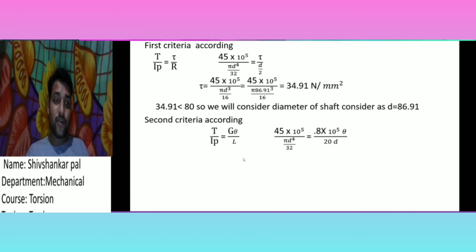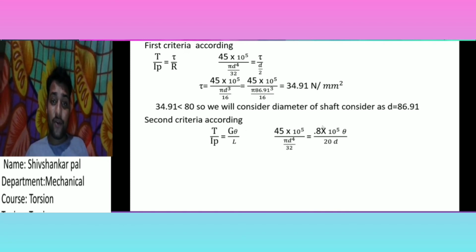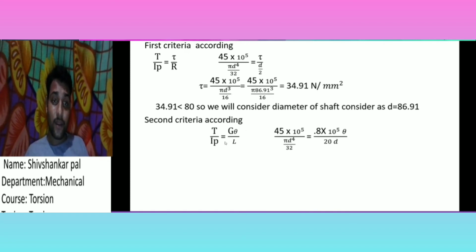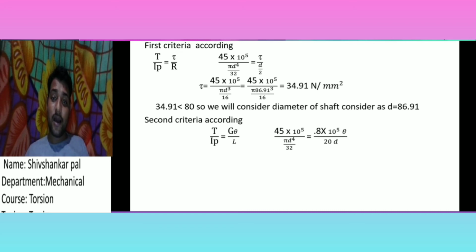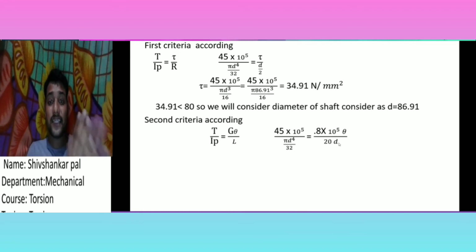Second criteria, tau by IP equals G theta by L, and in this figure, see here I find out the theta. Put the value of the theta. You will write the 40. Tau is equal to 45 into 10 to the power 5. IP is equal to pi d to the power 4 divided by 32, G is equal to 0.8 into 10 to the power 5, into theta divided by 20d. These theta values are obtained when we put the value of the diameter obtained through the strength criteria.